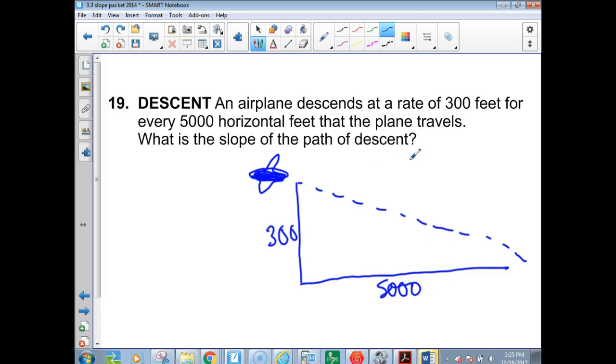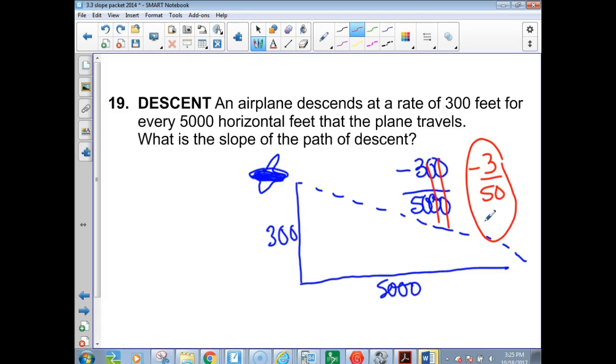So what's the slope of this thing? Oh, we're going down, aren't we? And -300 over 5,000. The horizontal number goes on the bottom. So we can cross out some of these zeros. So it's coming down -3/50.